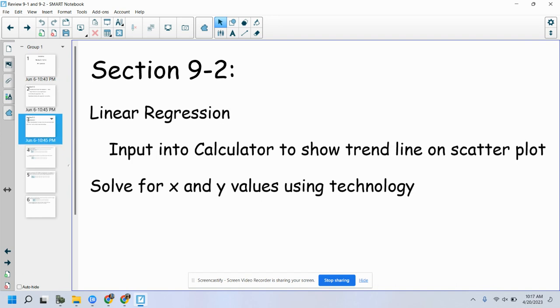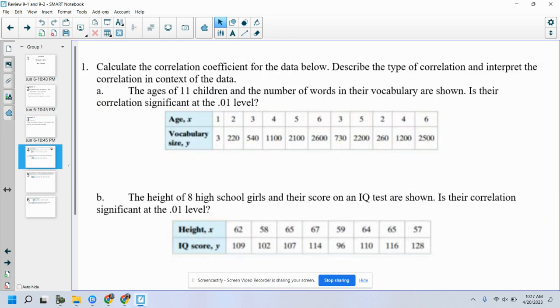And then section 9.2 is just linear regression. You can use your graphing calculator to do so. So let's just get right to it. Calculate the correlation coefficient for the data below. Describe the type and interpret the correlation in context of the data. The ages of 11 children and the number of words in their vocabulary are shown. Is their correlation significant at the 0.01 level?